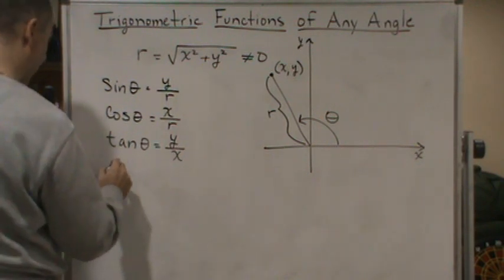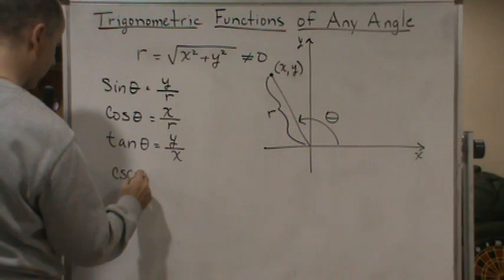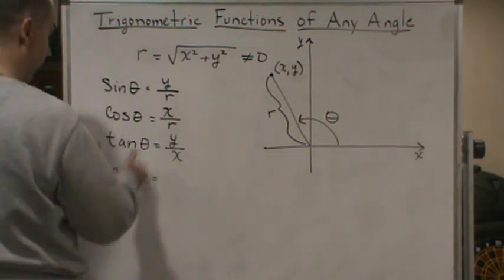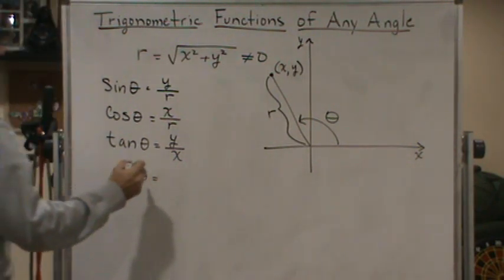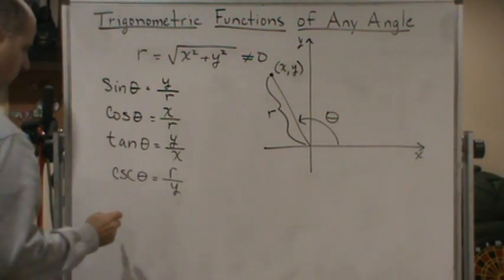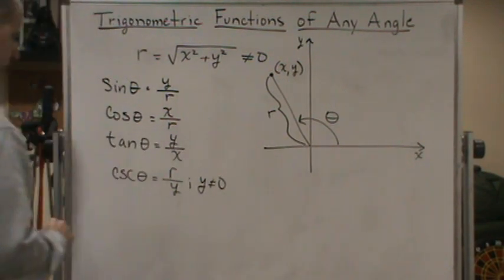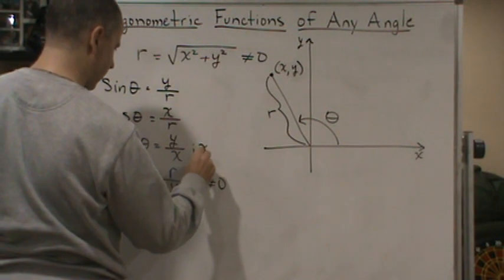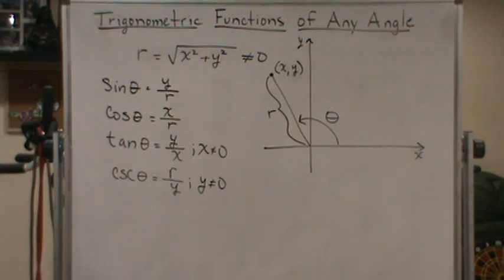And then we have cosecant. Cosecant theta is going to be r over y. It's the reciprocal. And again, y can't be equal to 0. And likewise here, x can't be equal to 0.